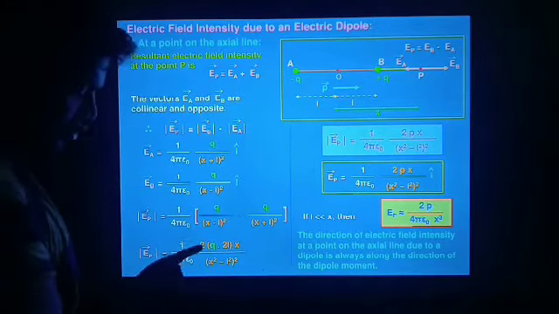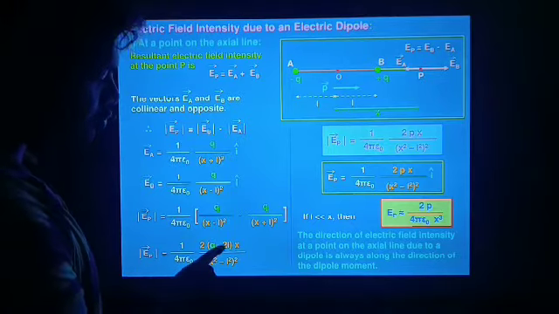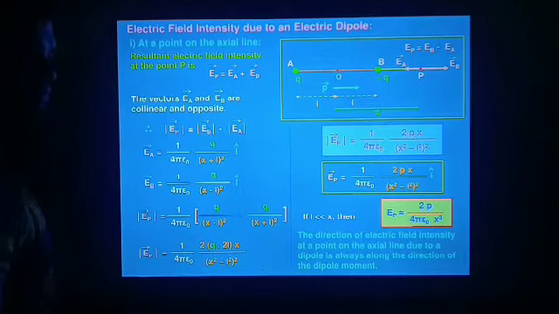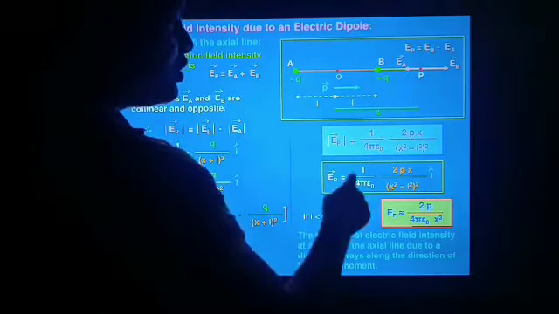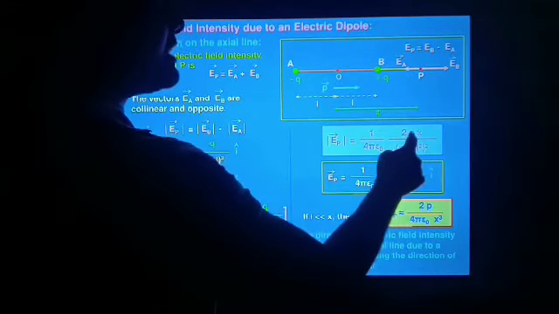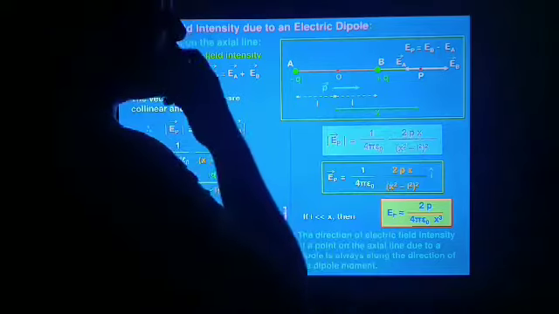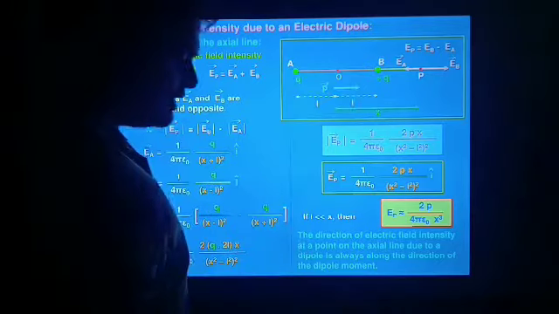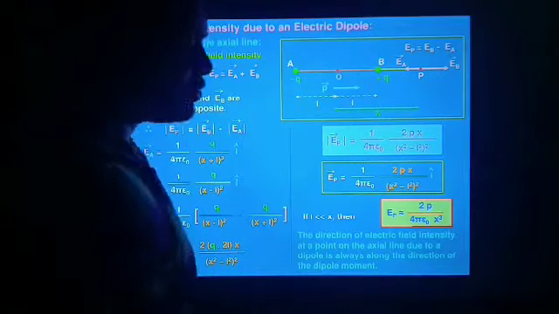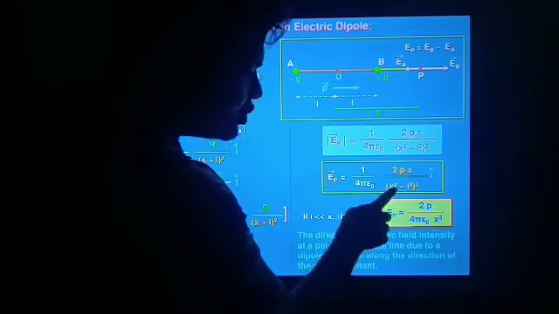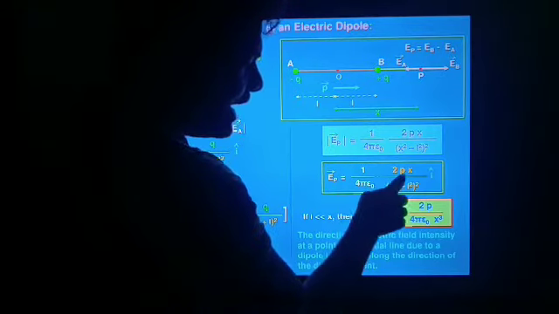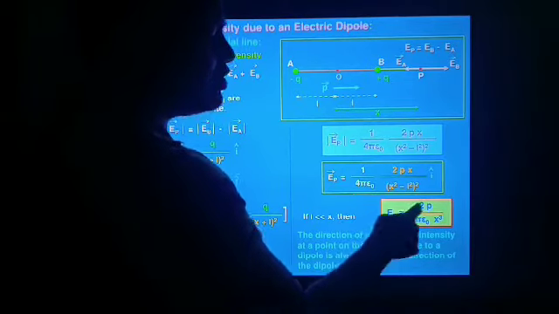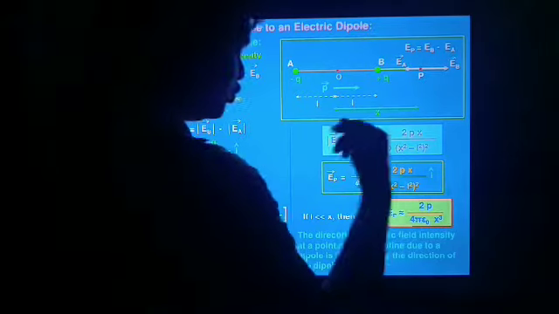Now when you open it, in the numerator you will get q into 2L into 2x. 2qL is the electric dipole moment, that is p. So E is equal to 1 upon 4 pi epsilon naught, 2px upon (x square minus L square) whole square, where p is the electric dipole moment. Now if the dipole is very small, then L is very less than x, so L square can be neglected. So (x square) whole square becomes x to the power 4. x to the power 4 and x, so it will leave x cube. So the final equation is approximately EP is equal to 2p upon 4 pi epsilon naught x cube.